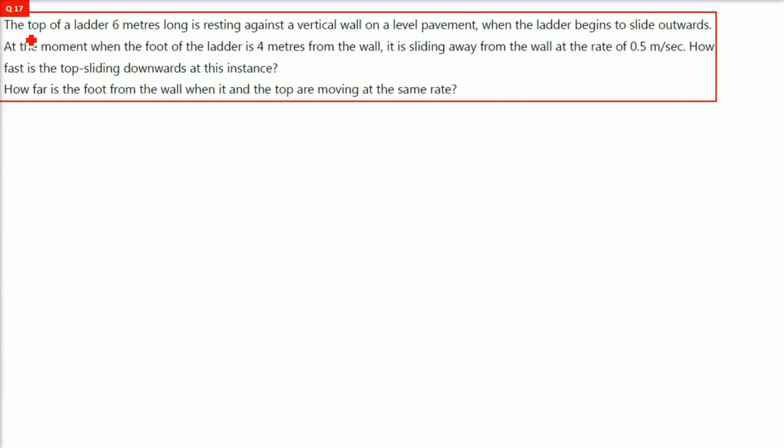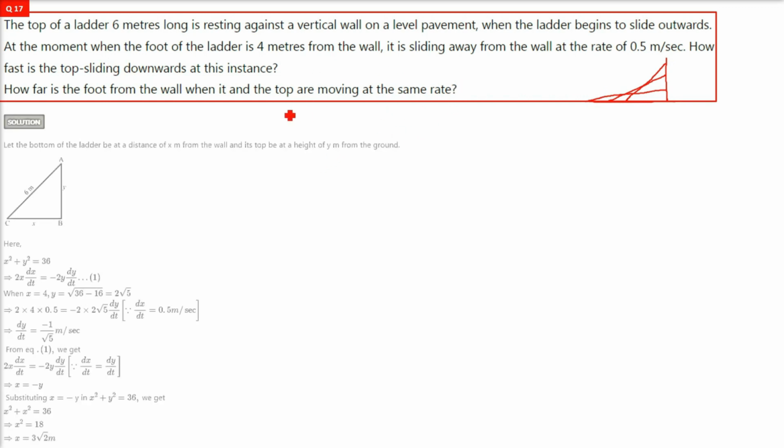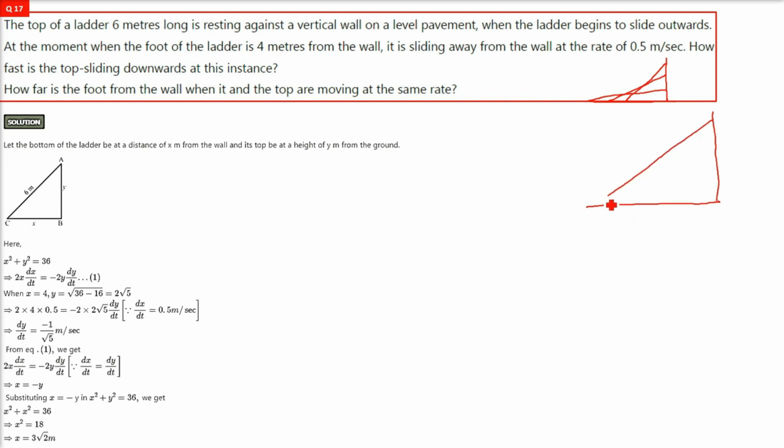The top of the ladder, 6 meters long, is resting against a vertical wall on a level pavement. When the ladder begins to slide outwards, so this is a wall, and this is the ladder. Now this ladder is changing its position. It is coming down from the vertical wall and going in the opposite direction along the horizontal floor. So we have already done this type of question. This is the length of the ladder, which is given in the question, and this is 6 meters.